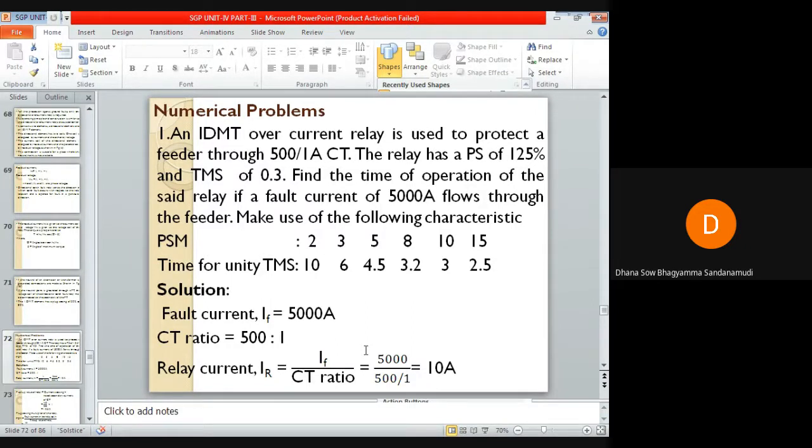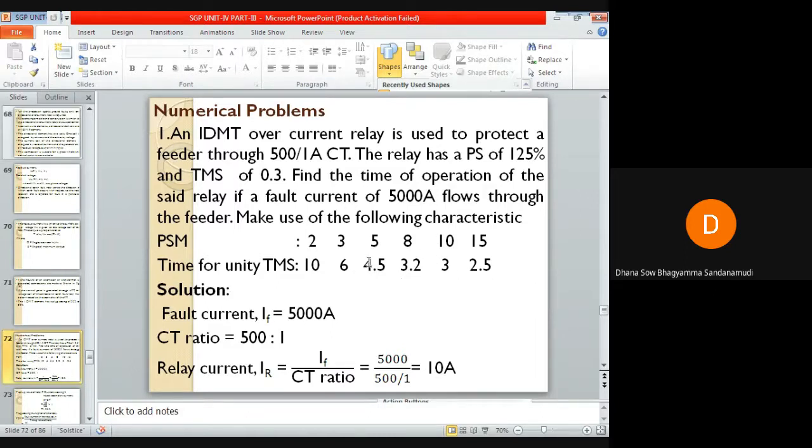Okay, if a fault current of 5000 amperes flows through the feeder, make use of the data that is given. Plug setting multiplier values are given with respect to the time for unity of time setting multiplier. The PSM values are 2, 3, 5, 8, 10 and 15. Their corresponding times for unity are: for PSM of 2, the time is 10. For PSM of 3, it is 6. For 5, 4.5; 8, 3.2; 10, 3; and 15, 2.5.